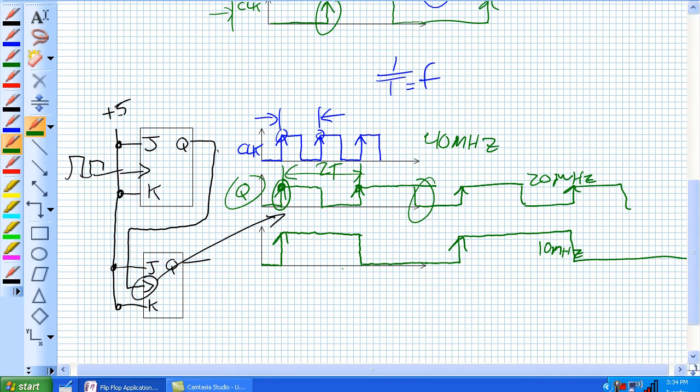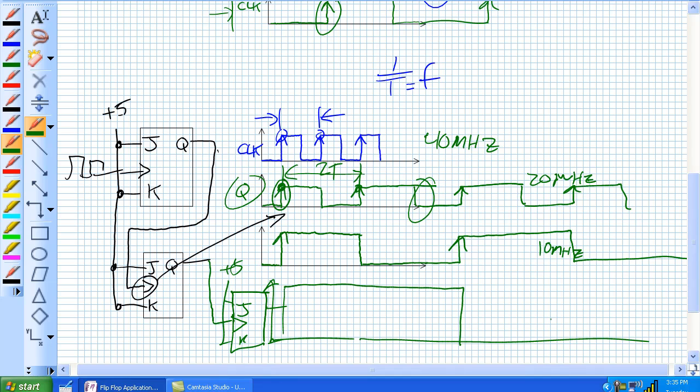Want to go further? Take this guy's Q, feed it into the clock signal of this next JK flip-flop right here, also in toggle mode, and you get something that looks like this, again assuming we're in reset. Twice the period, half the frequency, 5 megahertz. Very ingenious.